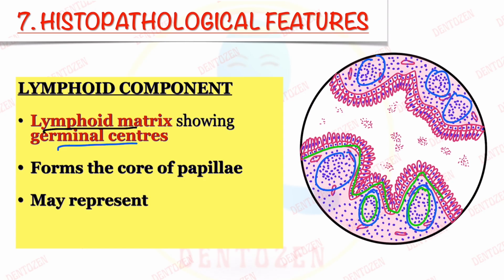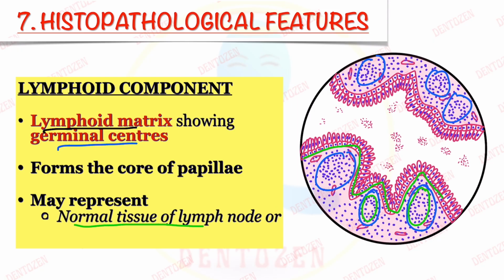What do they represent? We already know they are coming from lymph nodes. So they can represent the normal tissue of lymph node, or they may show the reactive cellular infiltrate, a reaction to the salivary gland epithelial cells.